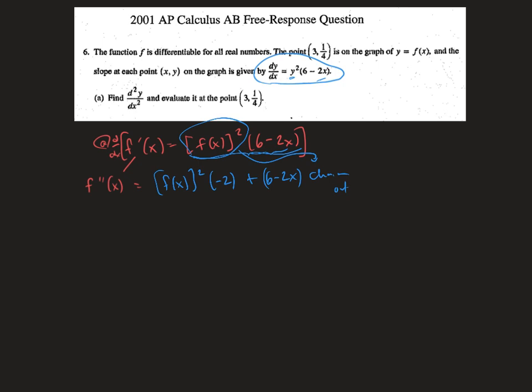So the outside function there is x squared. The inside function is f of x. So the derivative of x squared is 2x, and the derivative of f of x is f prime. I plug that into this, so that gives me 2 times f of x, and then multiply by the derivative of what's inside.